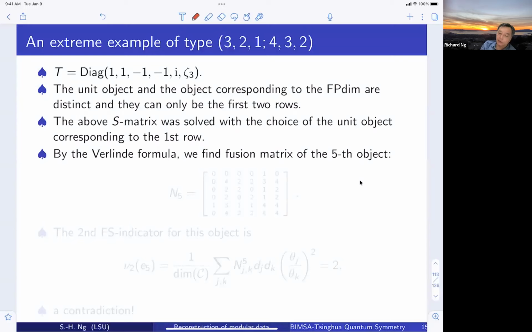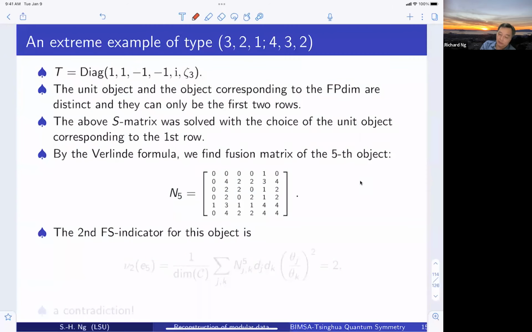So then I pick the 5th object in my system. For example, I compute the indicator using the indicator formula because I have everything. The second indicator is given. I have T already, so that means I have theta. I have the D already because I can choose which unit row it is. In fact, the Frobenius-Perron and the unit row are distinct in this case. So pick one, then the other one is good. So pick the unit object, and then the other one would be the Frobenius-Perron object.